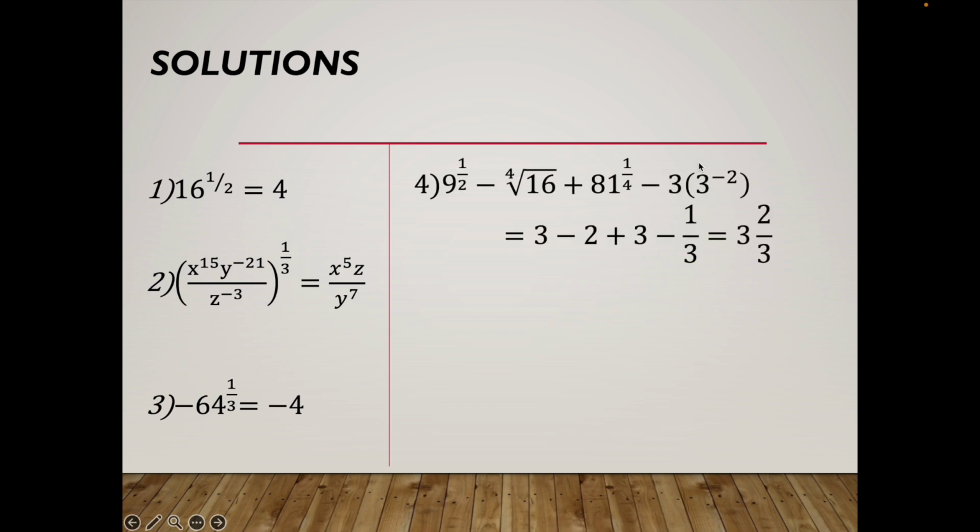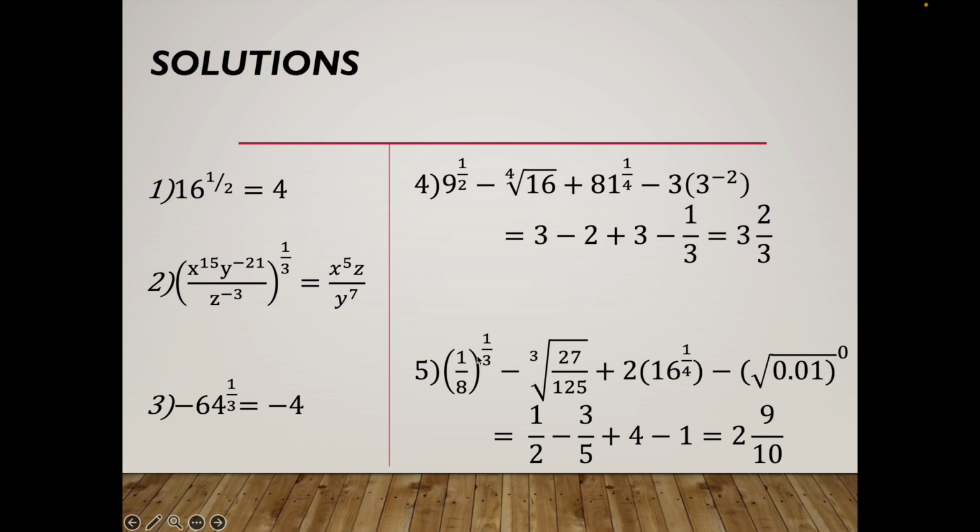Here we have a lot going on. So term by term, we have the square root of 9, which is 3. We have the 4th root of 16, which is 2, but there's a negative in front of it. We also have the 4th root of 81, which is 3. And then we have a -3 times 3 to the -2, which in this case, you bring your 3 to the bottom. So you get 3 over 3 to the 2, which is -1 over 3. If you add all of these up, you just get 3 2/3.